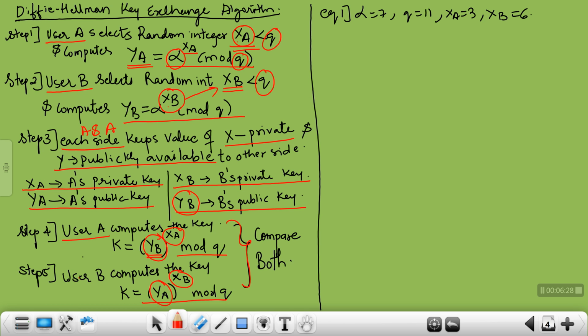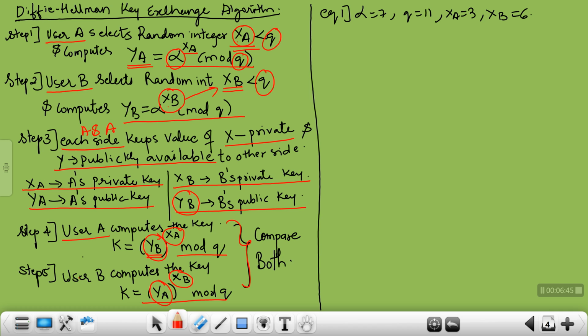We will compare both these keys. If both keys match, that means you have solved the problem properly, and that will be the key used on both sides for encryption as well as decryption. So this is our Diffie-Hellman key exchange algorithm.